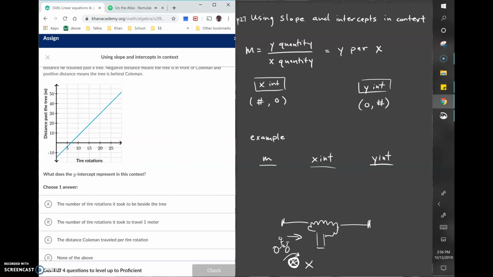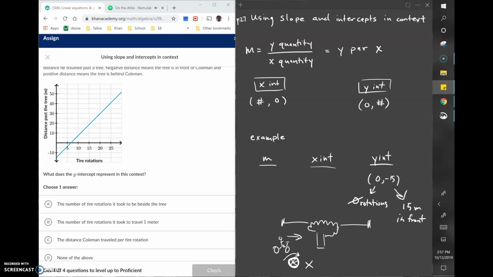The problem is asking us what the y-intercept represents, and we know the y-intercept has an x value of 0. Let's say this y-intercept is negative 15, and x in this case represents 0 rotations, so his wheel has not moved yet. The y value represents distance past the tree. So he's 15 meters, and it's negative, so he's in front. He's 15 meters in front of the tree.